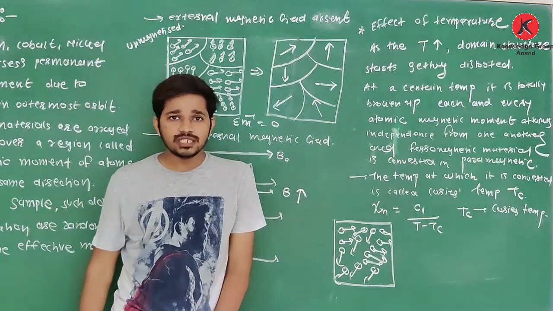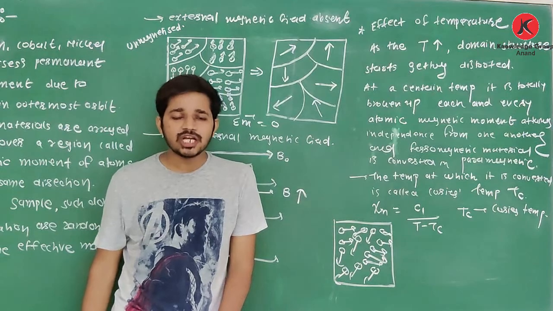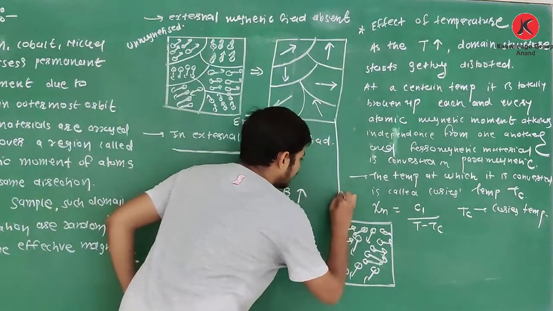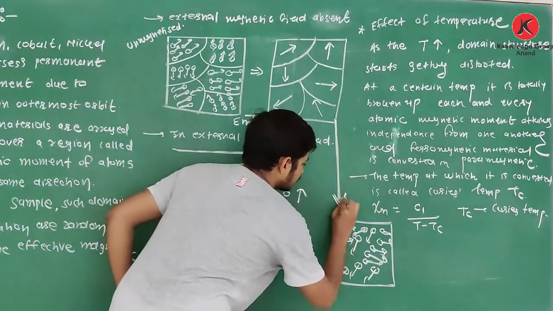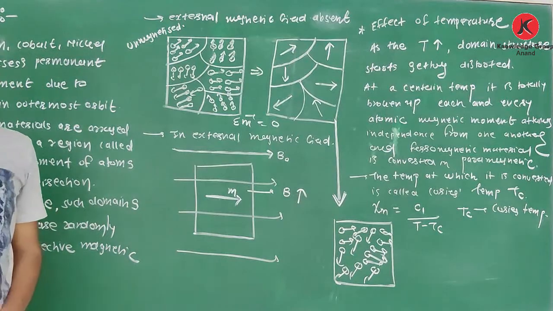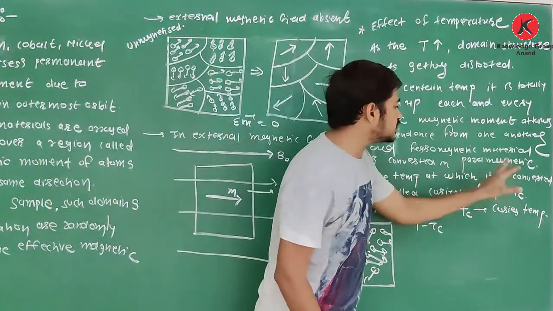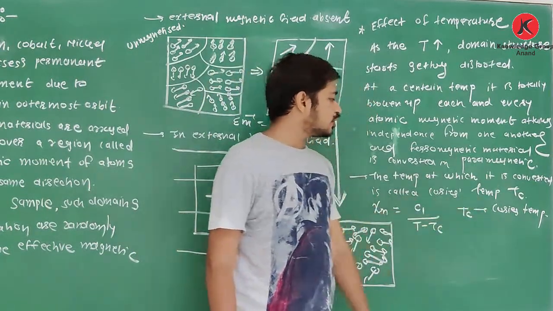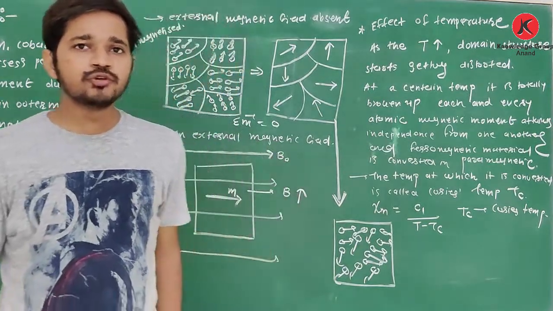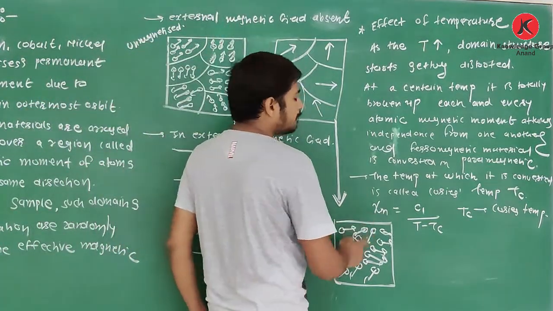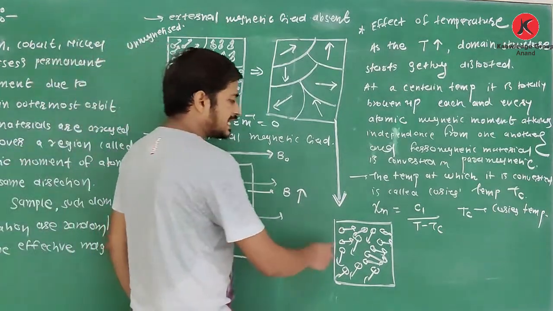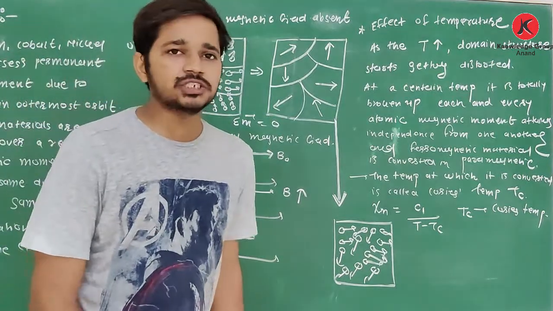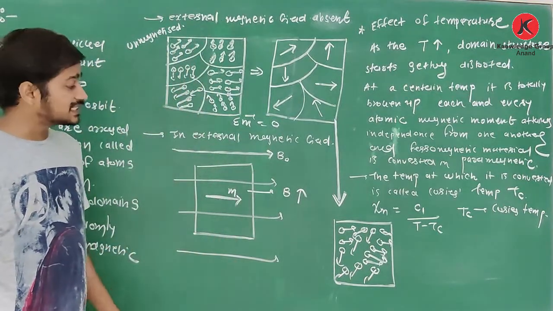Clear about this? So yes, above some temperature, this ferromagnetic material is converted into paramagnetic material. Okay, and the value of temperature at which it is converted from ferromagnetic to paramagnetic is called Curie's temperature. And what is the relation between magnetic susceptibility and Curie's temperature? Chi m is equal to C1 upon T minus Tc, where Tc is called Curie's temperature and T is the object's temperature. C1 is a constant.